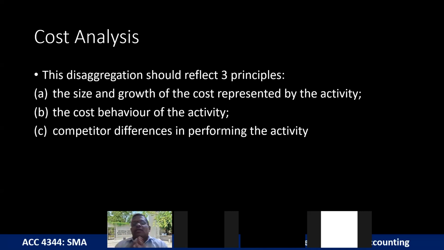Size and growth of the cost represented by the activity. When you look at different activities, it indicates size and growth. For example, you may have different activities: purchasing, inspection, quality assurance, assembling, cutting, different kinds of setup, machine setting activity. Likewise, size and growth of cost represented by the activity.